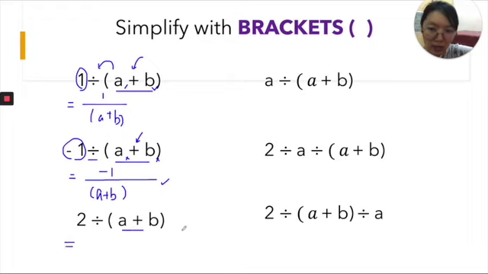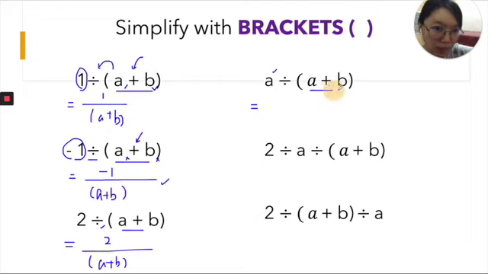Next. Again, can I simplify? If no, leave it. Whatever comes first, 2 on top, divide, turn into divide line, and bracket a plus b at the bottom. This one is a variable, but always check inside the bracket. Cannot simplify? Leave it as it is. Now a on top, divide becomes a divide line, and bracket a plus b at the bottom.